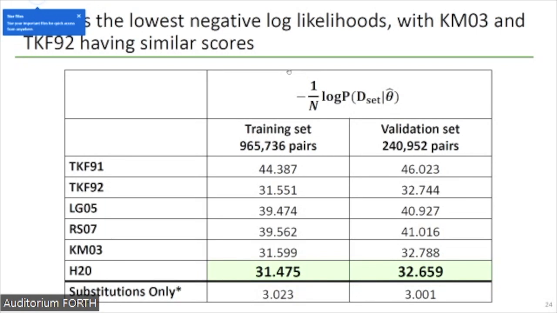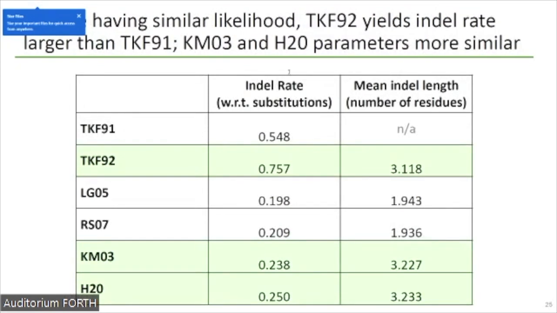And so what we find is that the H20 model produces the lowest log likelihoods, but the KM03 and the TKF92 both do surprisingly well, and they get pretty close. If I look at the indel rates and the mean indel length produced by these indel models, we can actually see a surprising divergence.